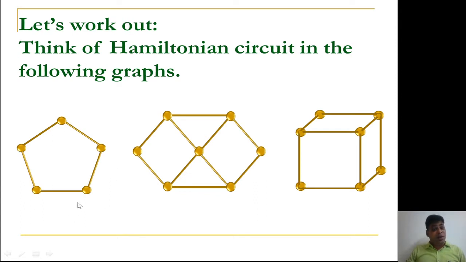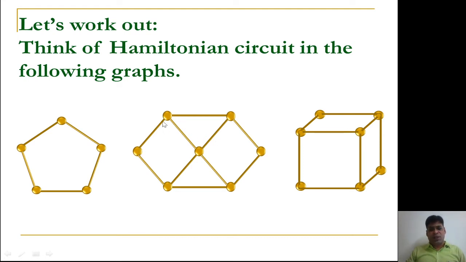More or less we can say that there are no more Hamiltonian circuits possible for this. So this graph is a cycle on 5 vertices, or circuit on 5 vertices. It has a unique Hamiltonian circuit, one and only one. In the second graph, you may get more than one circuit.